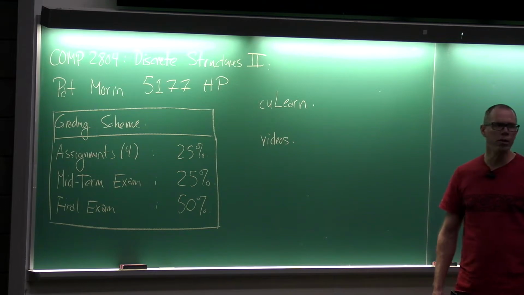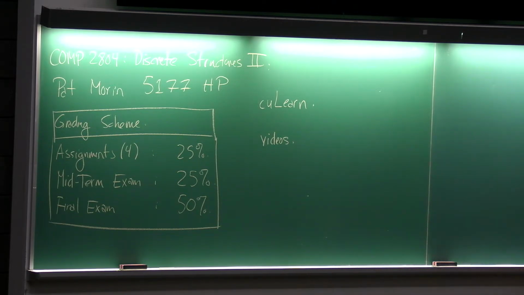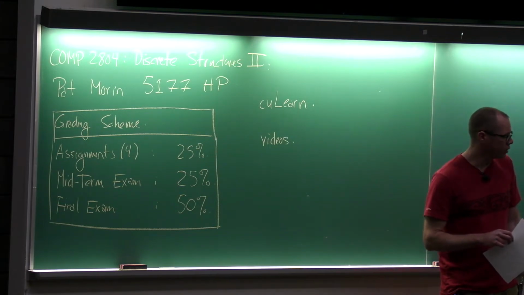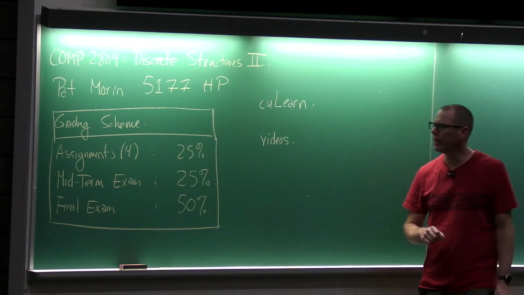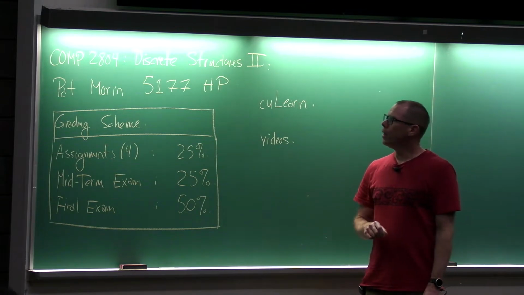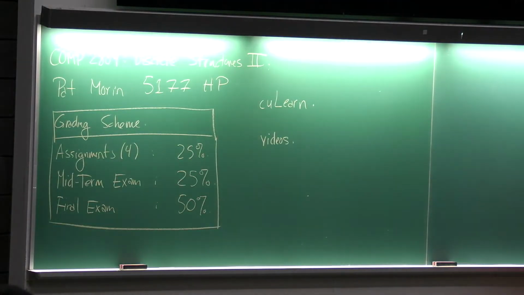So hopefully you're here for the right course. This is Comp 2804. I think the course is called Discrete Structures too. So it's really about mathematics for computer science, discrete mathematics. So a couple of administrative things, and then we'll jump right into a couple of little topics to give you a flavor of what this course is about.